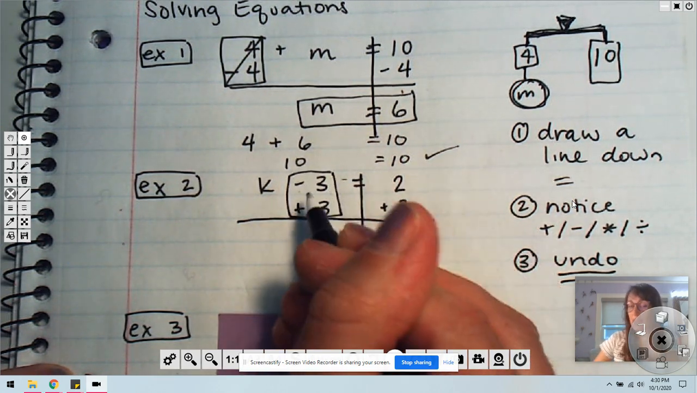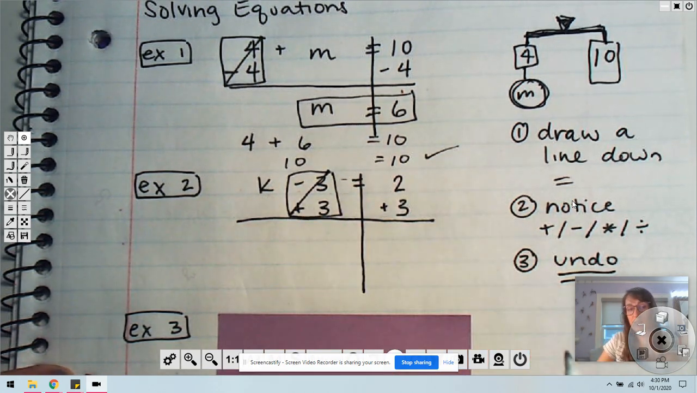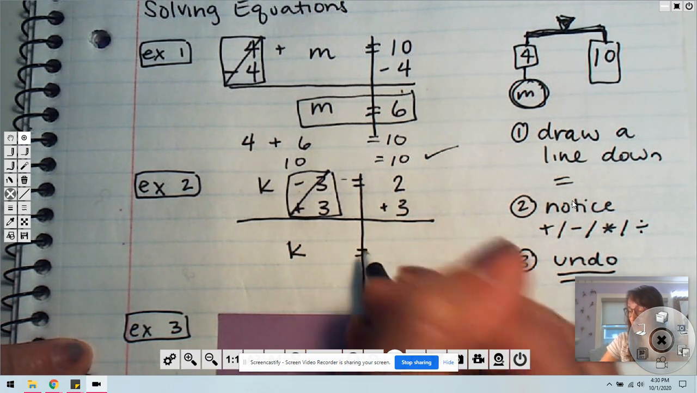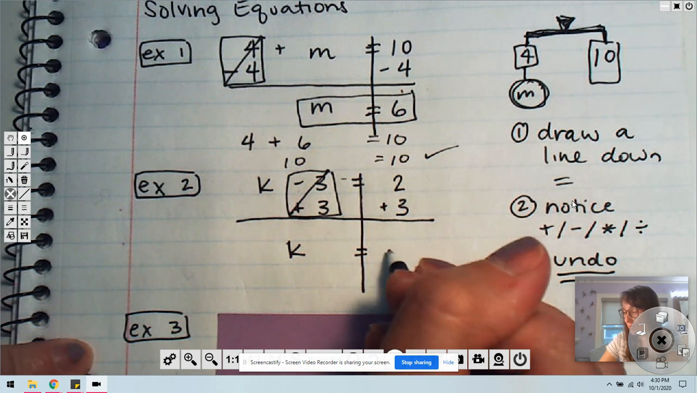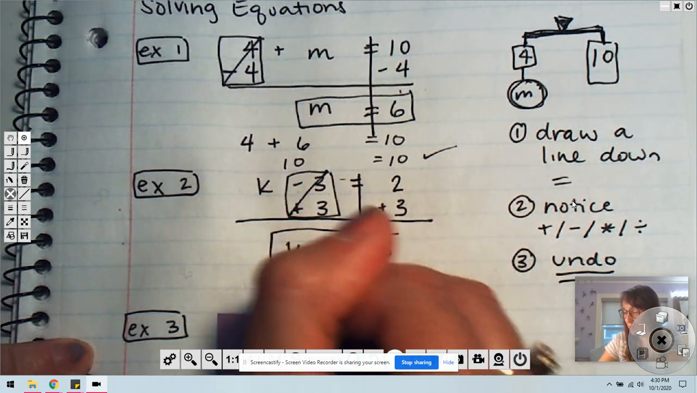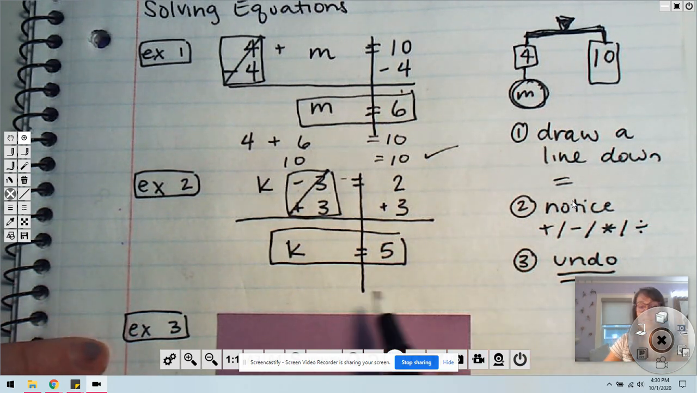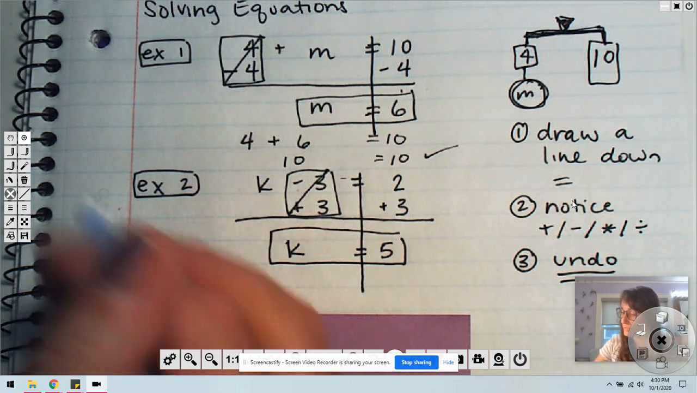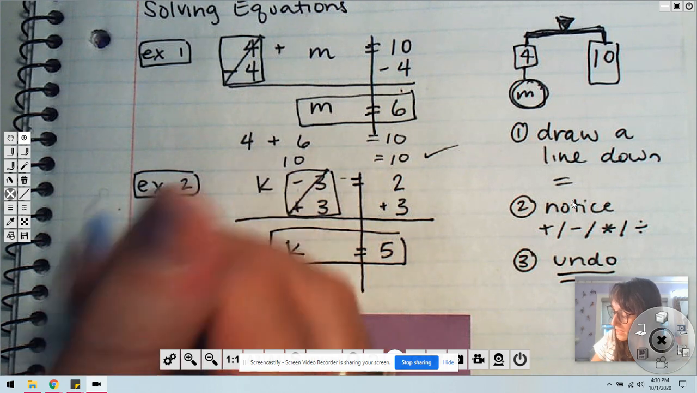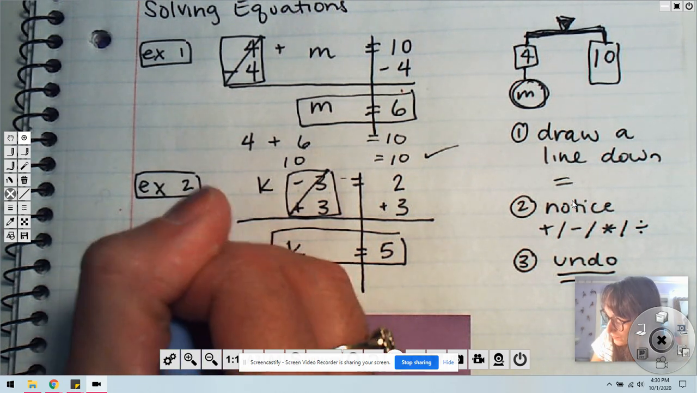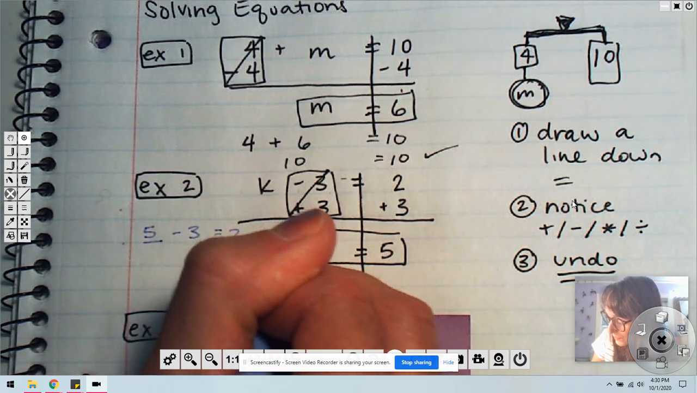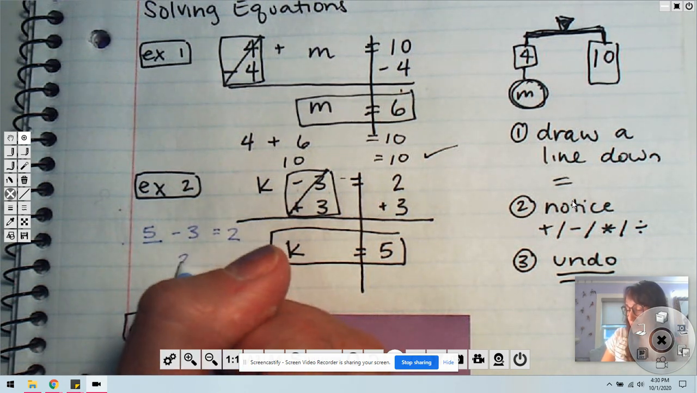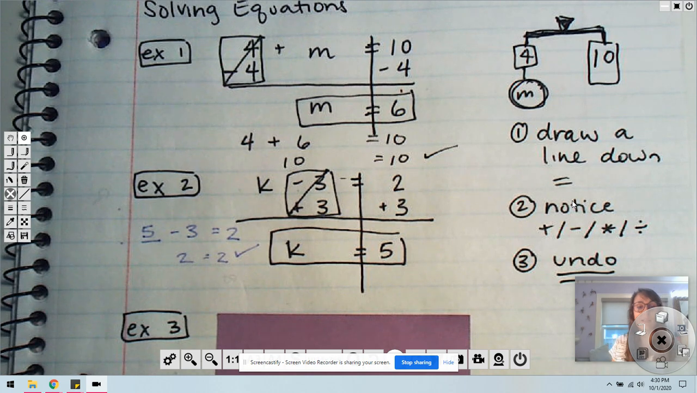A negative 3 and a positive 3 are opposites. They make 0 and cancel out. Now I'm only left with k on this side, and 2 plus 3 is 5. So that means my final answer is 5. I can double check my work by substituting it back in. I'm going to do the substitution in a different color. Instead of k minus 3, I do 5 minus 3, and that's supposed to equal 2. 5 minus 3 sure is 2, so I know that I got my answer correct.